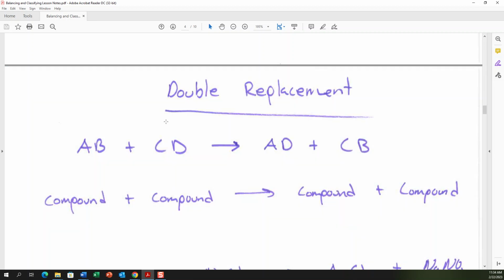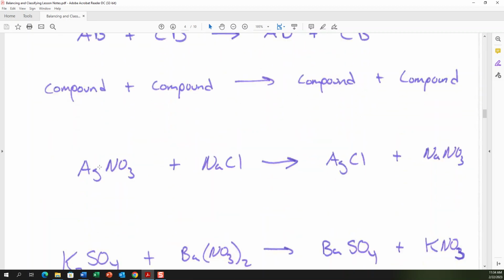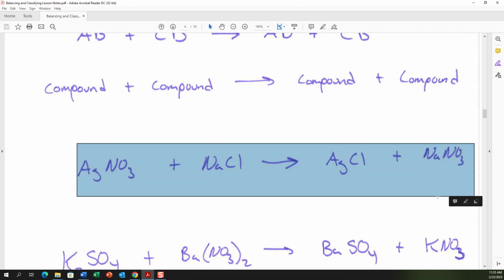Okay, so let's look at it. Here we've got silver nitrate plus sodium chloride yields silver chloride plus sodium nitrate. So notice the sodium and the silver replaced each other, right? So sodium's paired up with nitrate and silver's paired up with chloride. So this would be a double replacement reaction, okay? Notice nothing is in its elemental state. These are all ions, right? These are all ionic compounds.